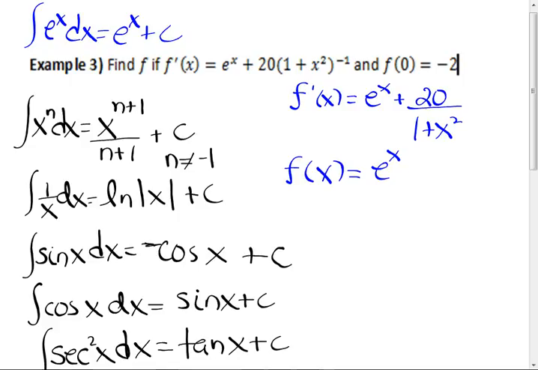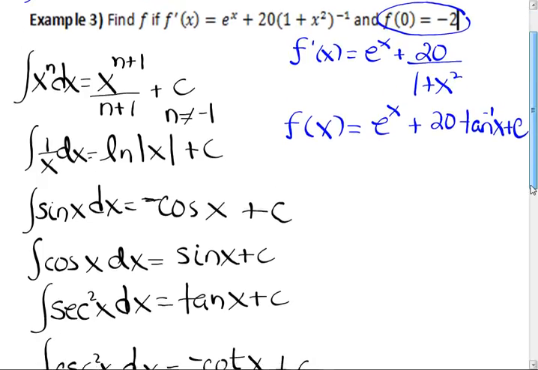If you're not paying attention, what's this one going to be? 20 times what? The antiderivative of that is inverse tangent plus c. Guess what? We can find out what c is now. That's the initial condition. I have an initial condition that when x is 0, the y value is negative 2. So now that places this function in a certain place in your graph, and I want to know what that is.